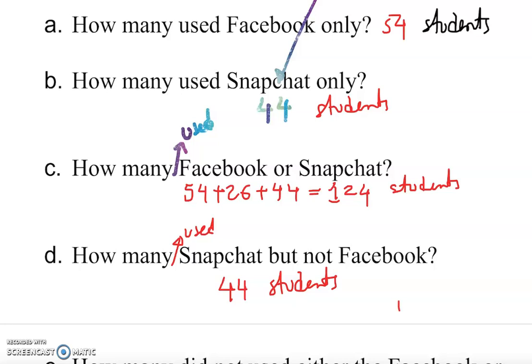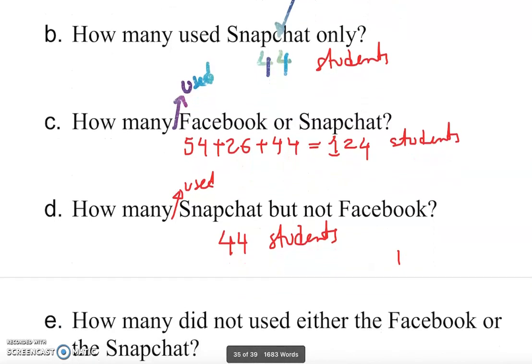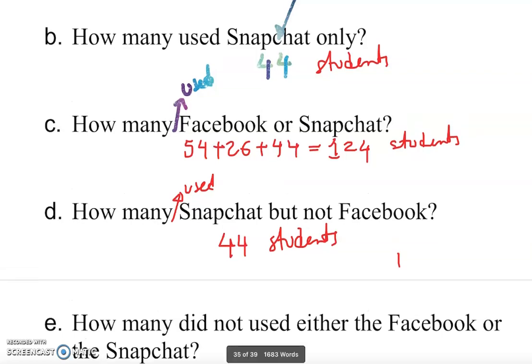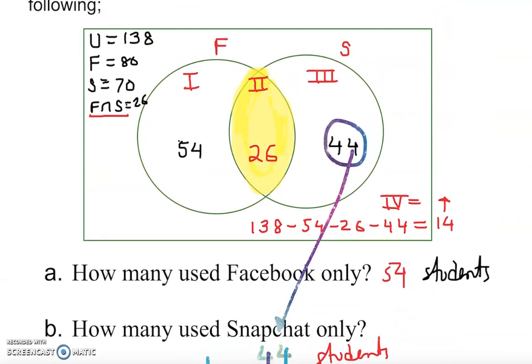Now let's take a look here. One more question is coming down here. How many students did not use either Facebook or Snapchat? As you see, they don't use Facebook or Snapchat, so the remaining is 14. They don't use any. Maybe they are using something different. I cannot come to a conclusion. So 14 of them actually.